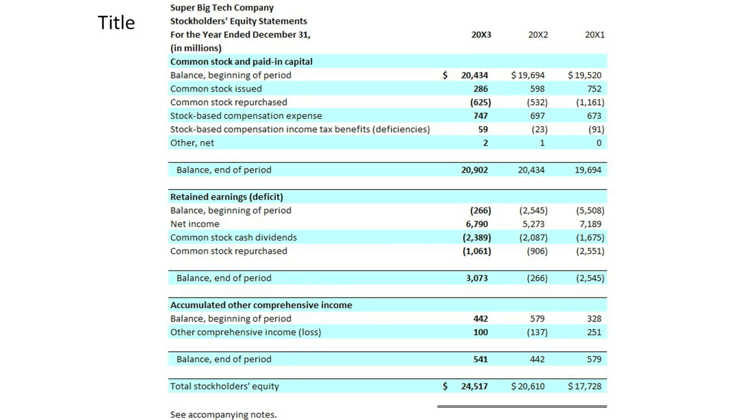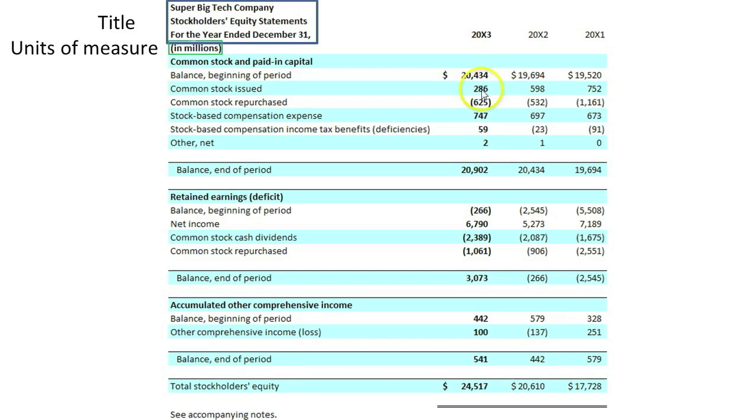The statements will always be titled, indicating the name of the company, the name of the statements, and the period being covered. As you can see, it's for the year ended. It's not "as of," like a balance sheet would be, but for the year ended, indicating changes over a period of time. The unit of measure is in millions.